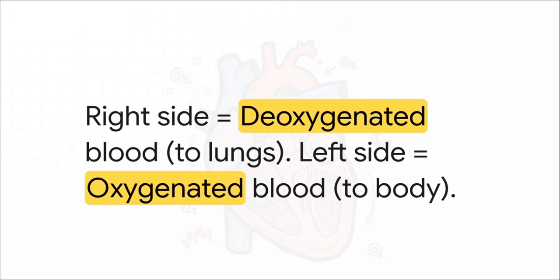The entire right side of the heart deals with deoxygenated, or blue blood that needs to go to the lungs. And the entire left side deals with oxygenated, or red blood that's ready to go out to the body. It really is a perfect two-pump system. This is a core concept you will see again and again.